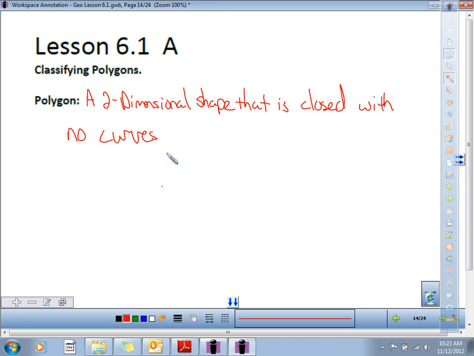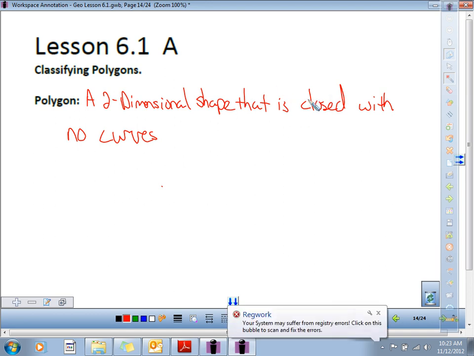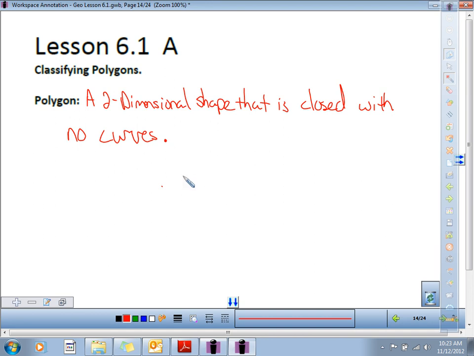It's a two-dimensional shape that is closed, meaning each side meets another side, with no curves. If you think of a circle, is a circle a polygon? No, a circle is not a polygon because it is curved. A polygon is made up of segments, and segments cannot be curved. That's why a circle would not be considered a polygon. So if you need to, you can pause to finish writing that down.